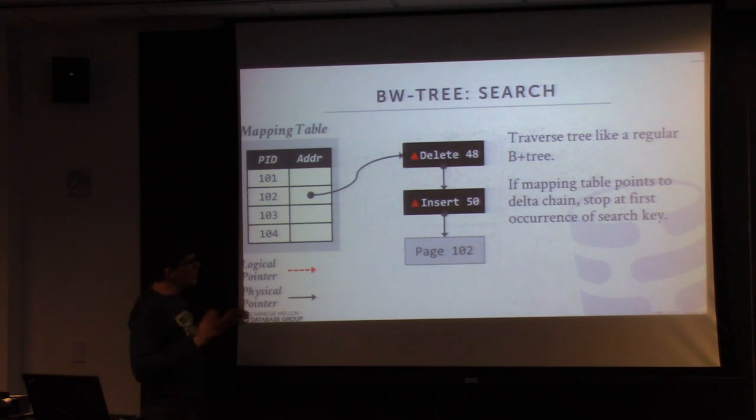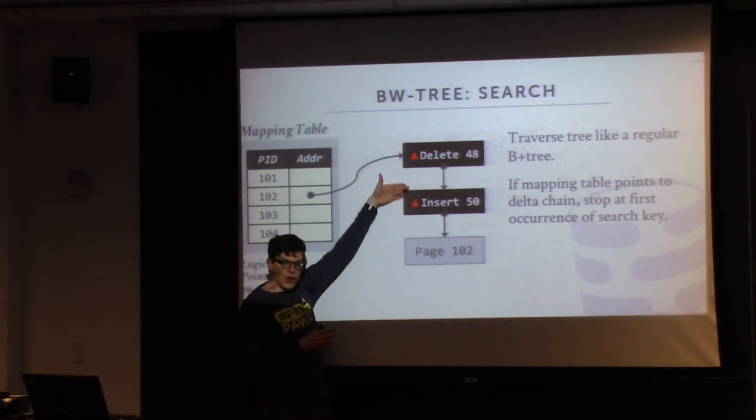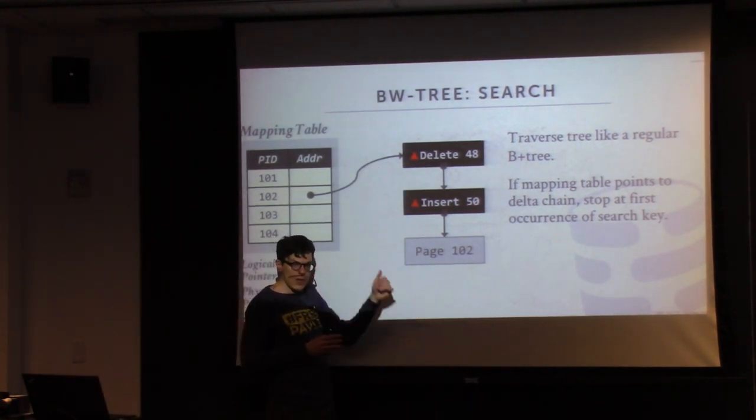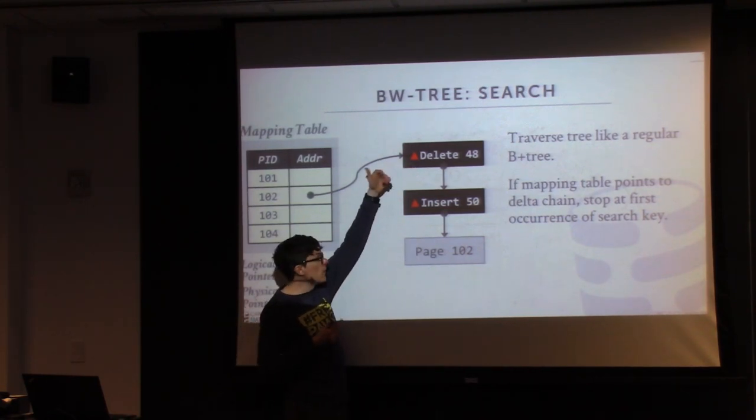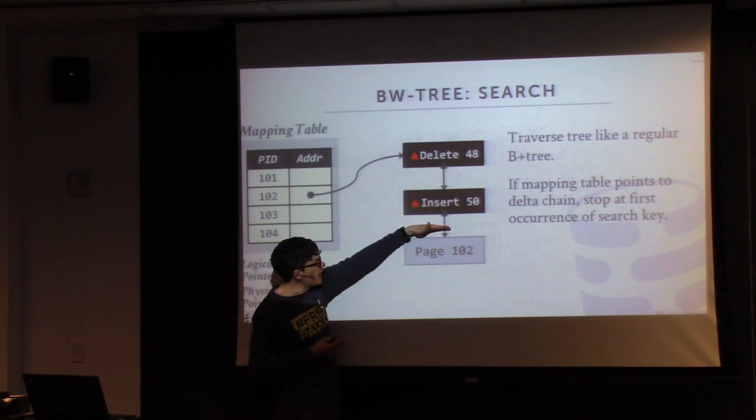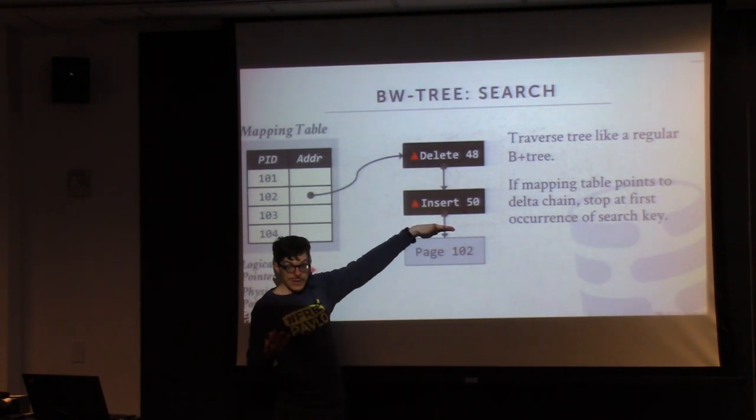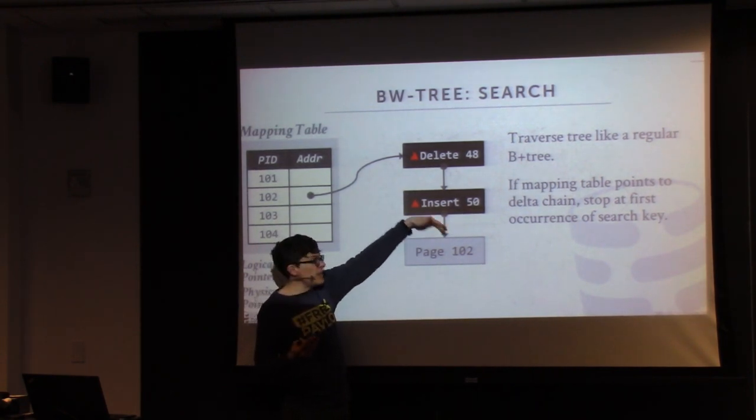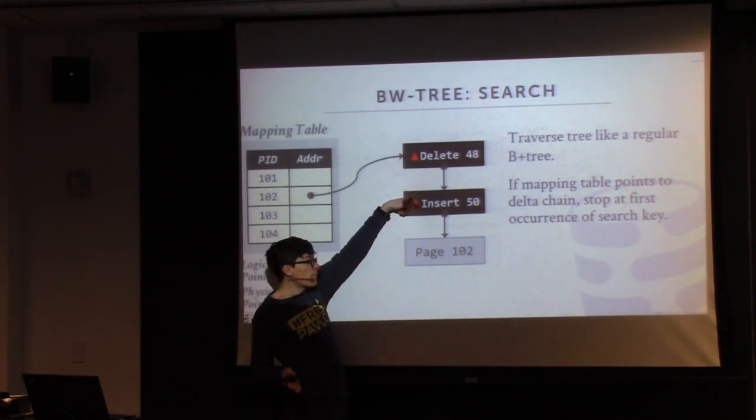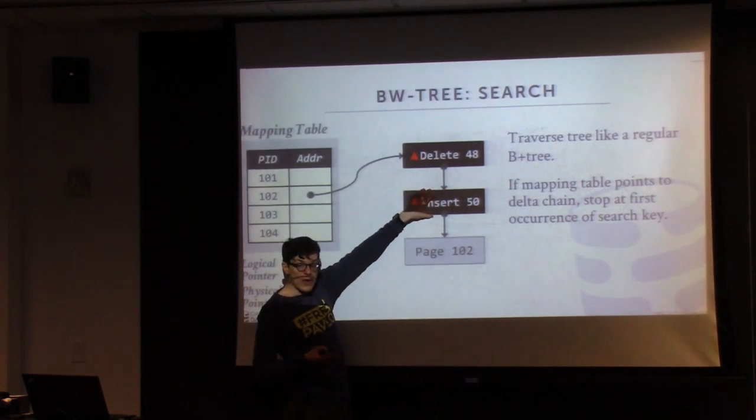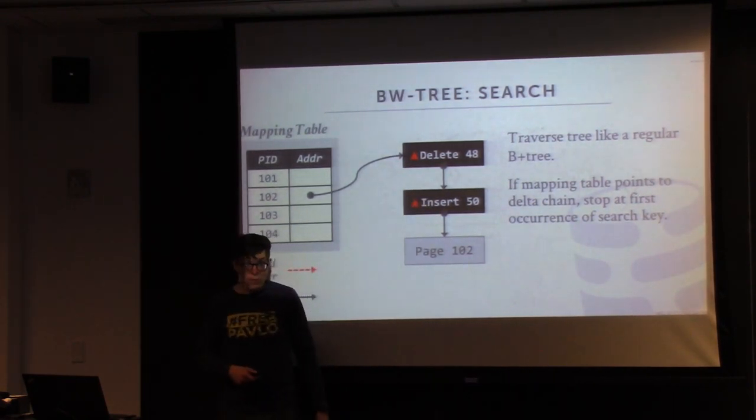The key thing about this is that the version chain goes backwards in time, so the latest delta record is always at the head. That means if I have, say, a delete of key 50 further down, I'm not going to see it, because I'll find my insert first, and that occurred logically after that delete, so therefore the key should be there.